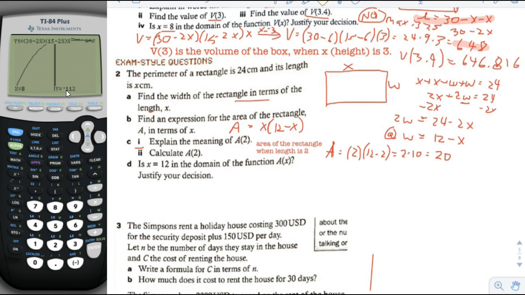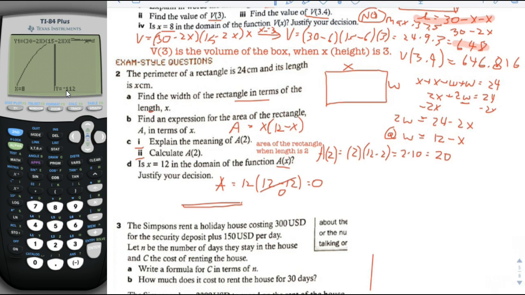Is x equals 12 in the domain of the function A of x? Justify your decision. Well, let's see what would happen if we did A with x equals 12. We'd have 12 minus 12. This would become 0, and the whole thing would be 0, so the area would be 0. What would happen is you're using all of your perimeter for the length, and you'd have nothing left over for the width, so you just have a super thin line like that, or a rectangle. So, no, it's not really in the domain.